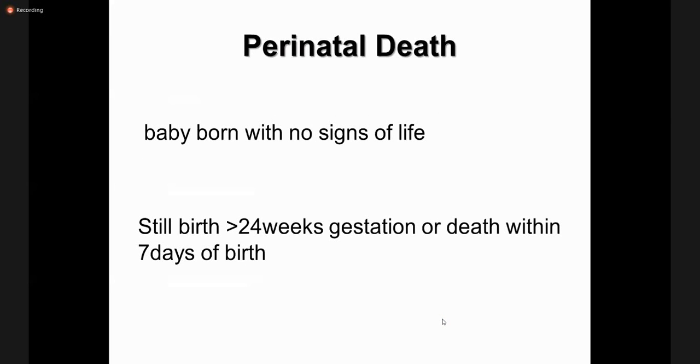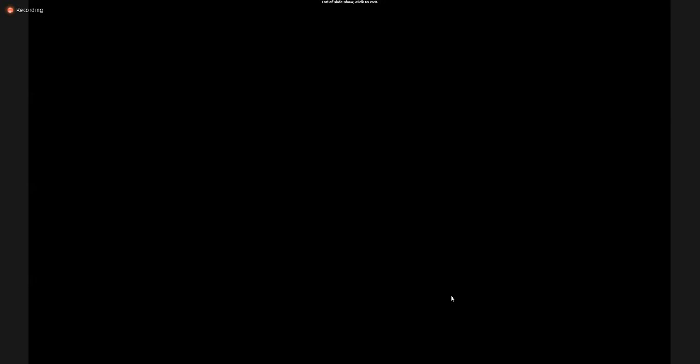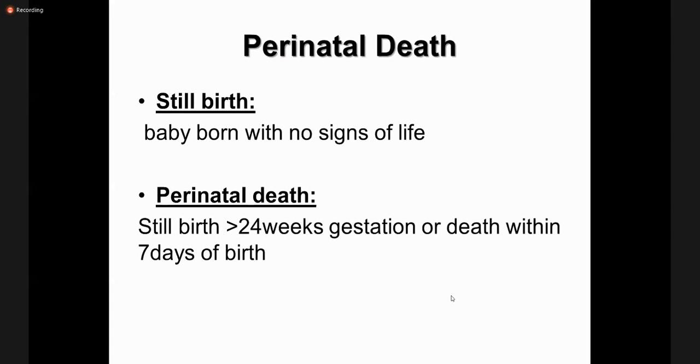Perinatal death is stillbirth after 24-week gestation. 24 weeks is considered the age of viability for the fetus. And it extends until death within 7 days of birth. Early neonatal period death is also included in this. So this is perinatal death.